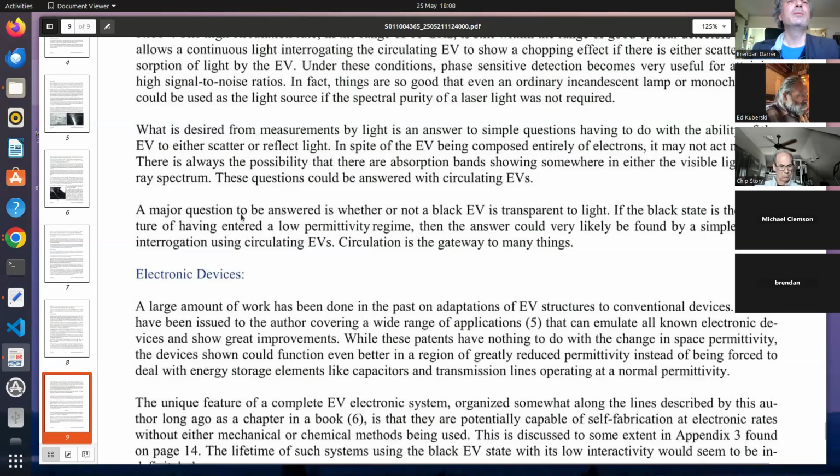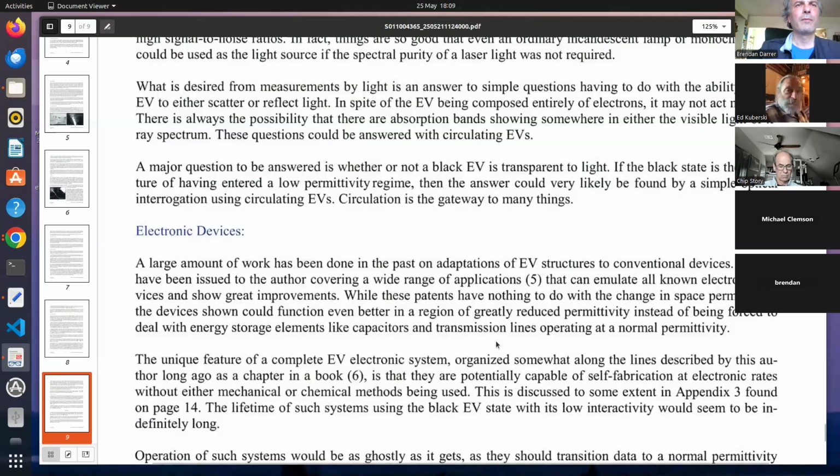A major question to be answered is whether or not a black EV is transparent to light. If the black state is a signature of having entered a low permittivity regime, then the answer could very likely be found by a simple optical interrogation using circulating EVs. Circulation is the gateway to many things.